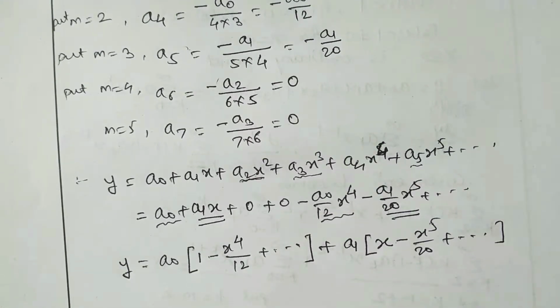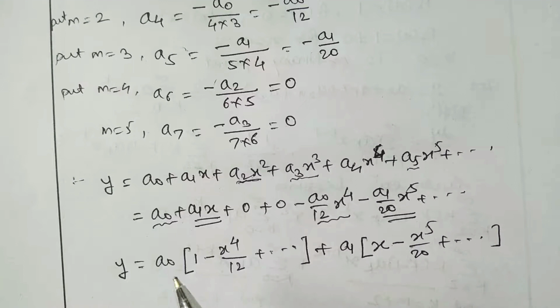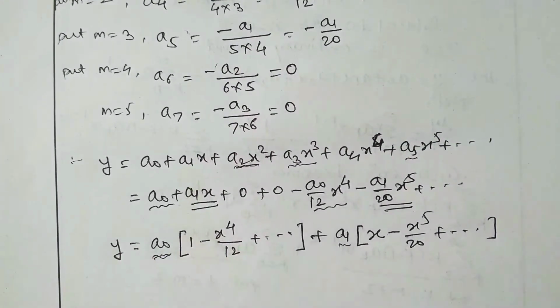Since our given question is a second order differential equation, in the general solution there are two constants. So see here we get the two constants a0 and a1 in the general solution. So this is our final solution.